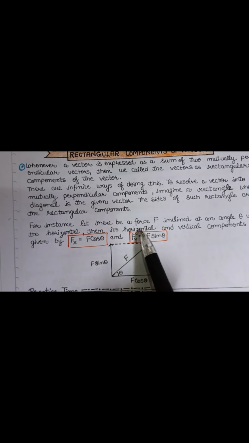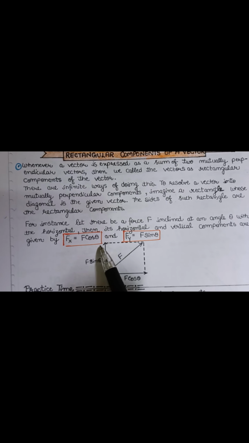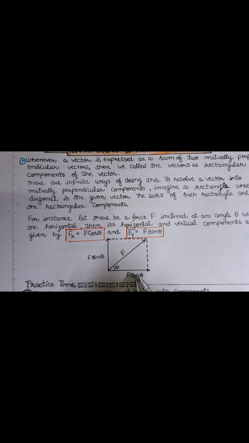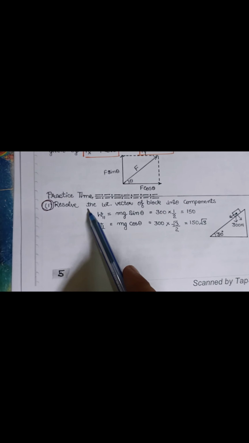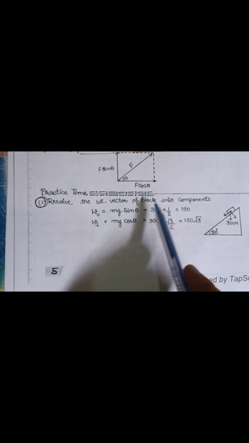Then its horizontal and vertical components are given by Fx is equal to F cos theta and Fy is equal to F sin theta. From this figure we can see that this is the F vector, this is the angle theta with the x-axis, so the horizontal component is F cos theta and the vertical component is F sin theta. Now let's start with our first example of this topic, which says: resolve the weight vector of the block into two components.